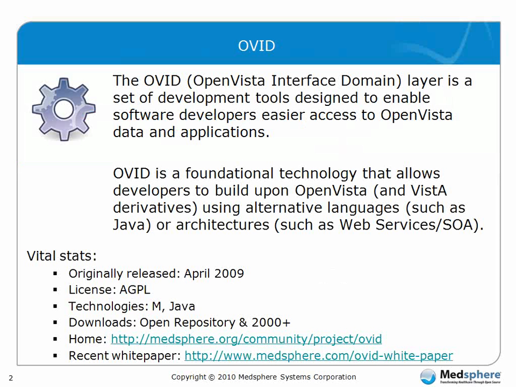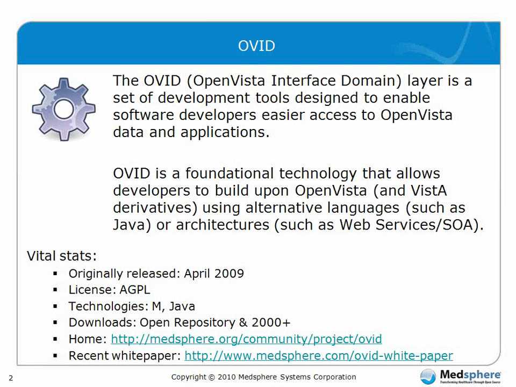The first one we'd like to talk about is OVID. It's a foundational technology that gives developers a tool to access the data and logic that's available within OpenVista and other Vista derivatives. It provides a number of tools and ways to access the data and logic in different ways. We'll be talking through those technical capabilities.